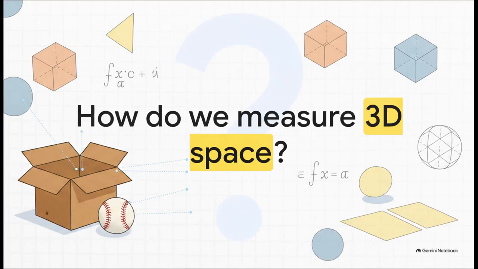To start us off, I want you to just imagine for a second that you're holding a solid cardboard box in one hand and a perfectly round baseball in the other. How do we actually measure the 3D space those objects take up?